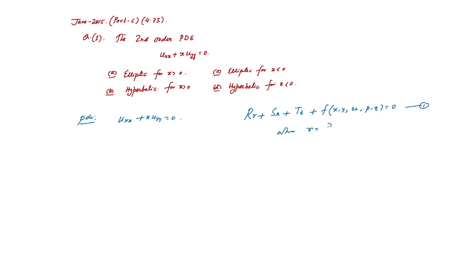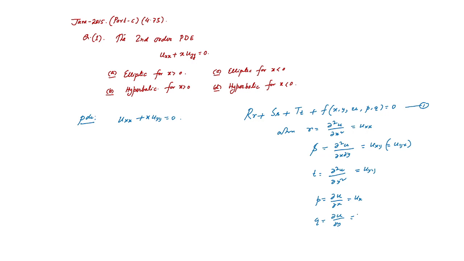Where R is basically del 2u by del x square, that means we write UXX. S is basically del 2u by del x del y, that means you can write UXY, or since it is continuous, you can write UYX also. And T is basically del 2u by del y square, that we consider UYY. P is basically del u by del x, or you can write UX. And Q is del u by del y, that you can write UY. So that you already know.